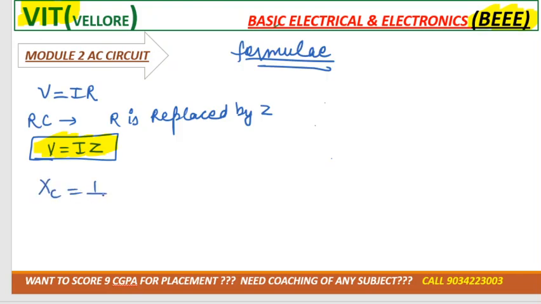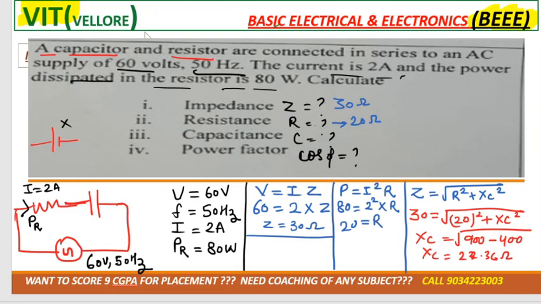So XC is equal to 1 over 2 pi FC. 2 we know, pi we know, F we know, XC we know. Can we get C? You can calculate it on your own. The cos phi formula according to the impedance triangle is R by Z. Do you know R? Do you know Z? 20 over 30. So how much is it?